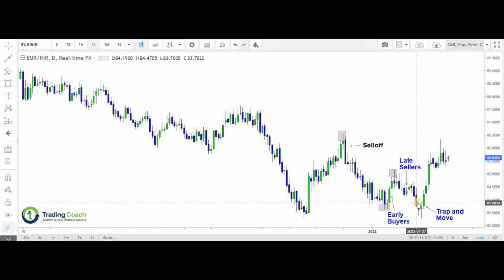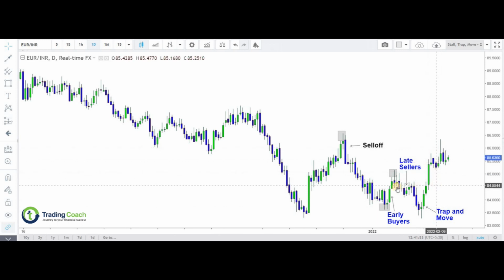Right after the late sellers, we had a nice trap over here. The prices quickly trapped the sellers as well, and right after the trap the market quickly went up. You can clearly see the trap and the movement. The people who have sold this currency over here and also the guys who have bought this currency over here are both trapped in the market. Right after the trap the prices continue to go up.